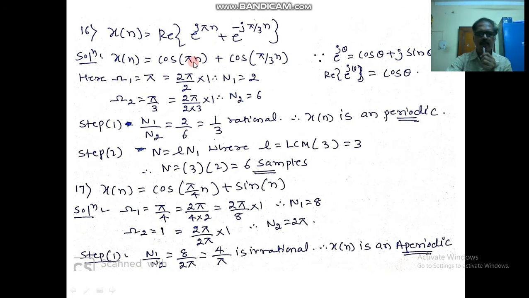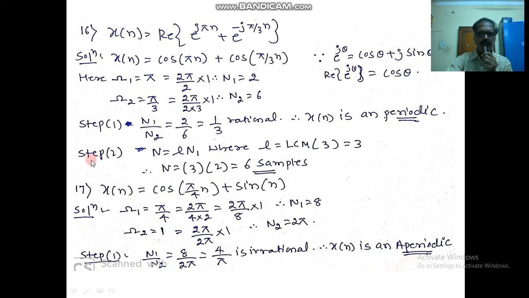What is omega 1? Pi, expressed in the form of 2 pi by n into k, we get n1 equals 2. This is omega 2. What is the omega 2 value? It is pi by 3. Expressed in the form of 2 pi by n into k, we get n2 equals 6. Now I have to identify whether the given signal x of n is periodic or aperiodic using step 1. Take the ratio n1 by n2. n1 by n2 is 2 by 6 equals 1 by 3. It is a rational. Therefore the given signal is a periodic signal.